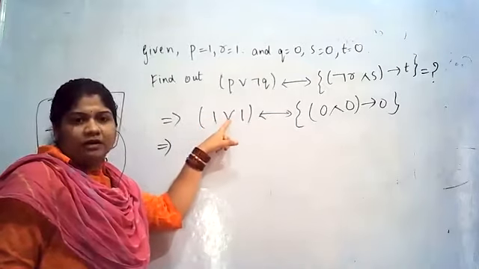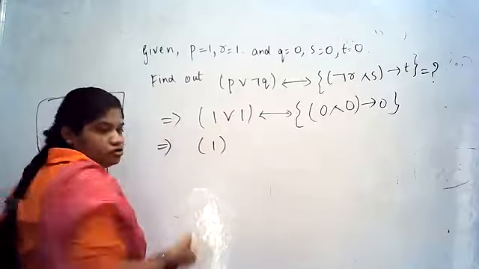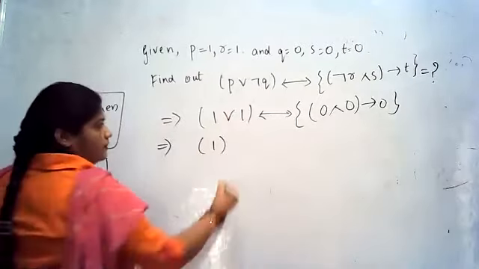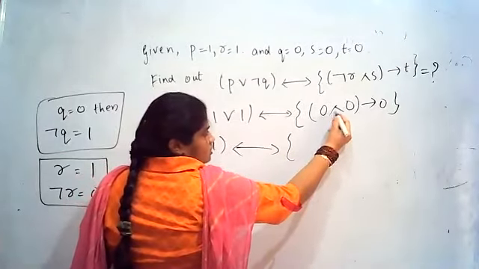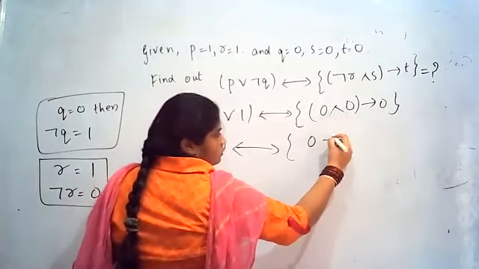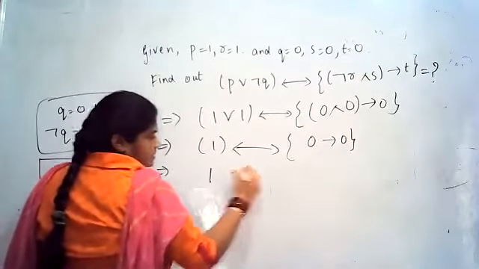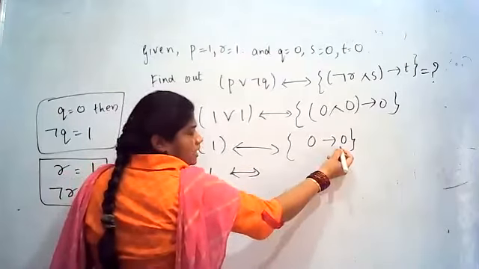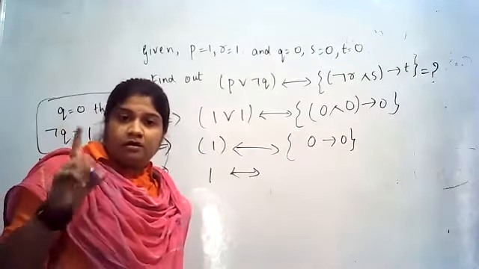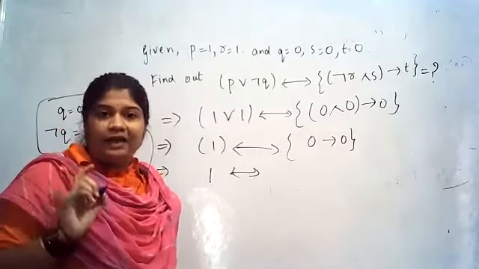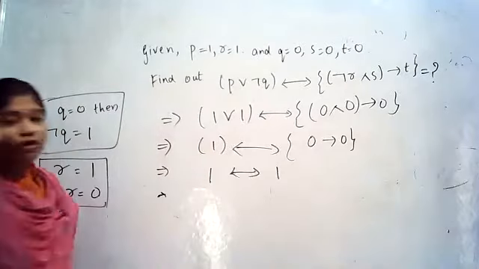What is this? 1 disjunction 1. 1 OR gate 1 is 1. As usual, 1 OR gate is 1. Then what is 0 conjunction 0? It is 0. Next step, we solve. Then 1 as it is. What is 0 biconditional 0? It is 1. If you know the truth table, easily you can tell. What is 0 biconditional 0? It is 1.